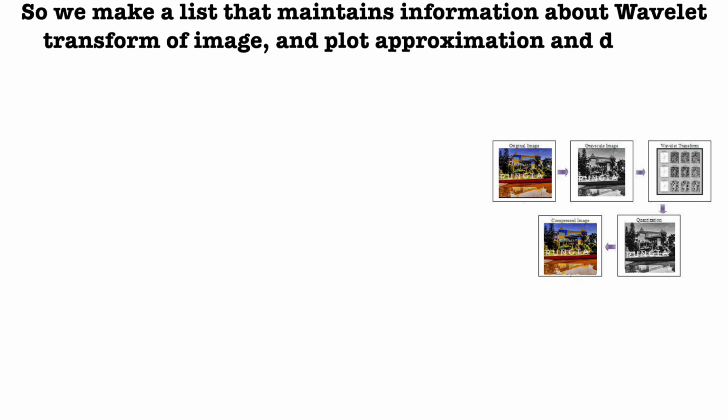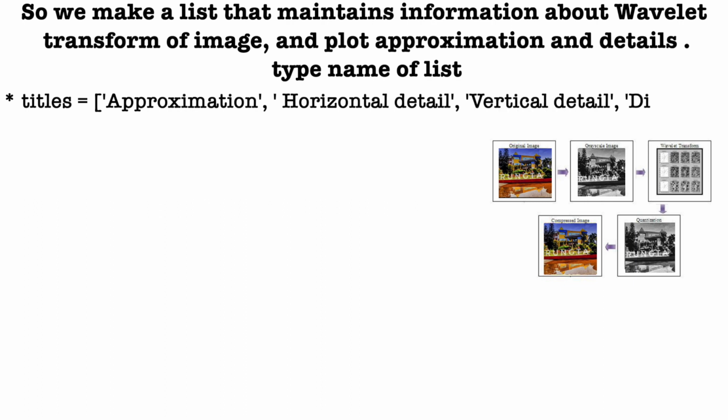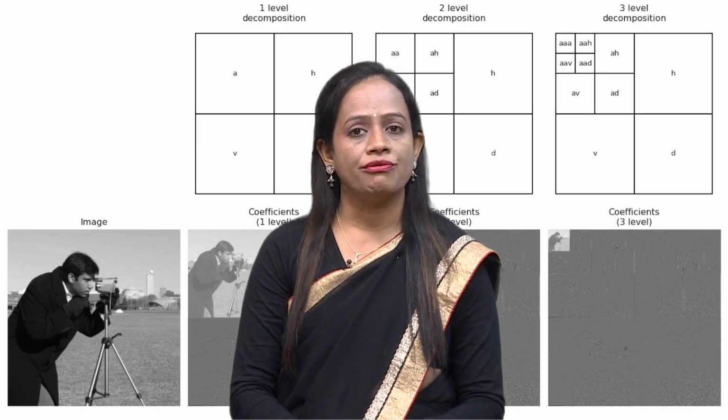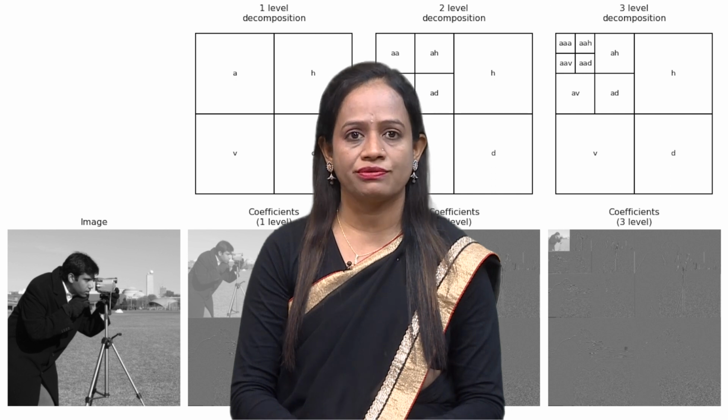So, we make a list that maintains the information about the wavelet transform of the image and plot approximation and details. So type the name of the list, like titles, equal to maintaining the list here: approximation, second is horizontal detail, vertical details and diagonal details. In the next step, we will code for the wavelet transformation.